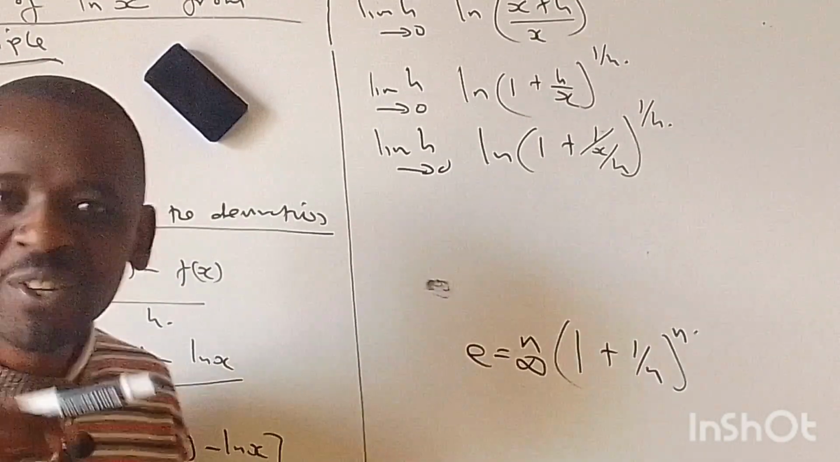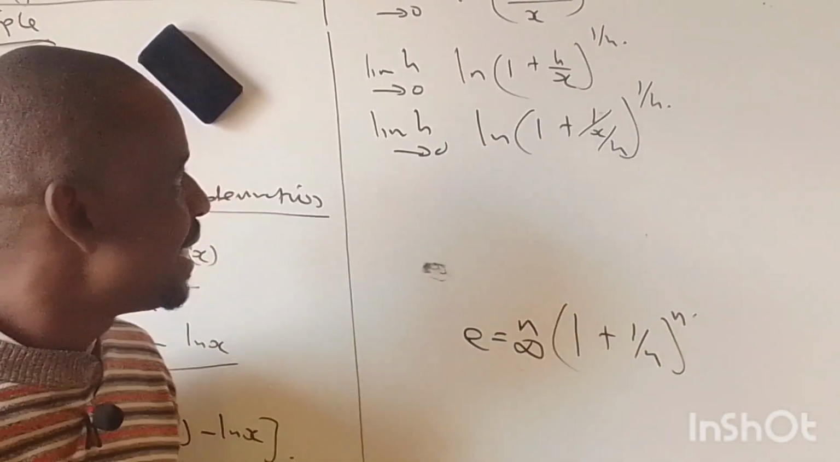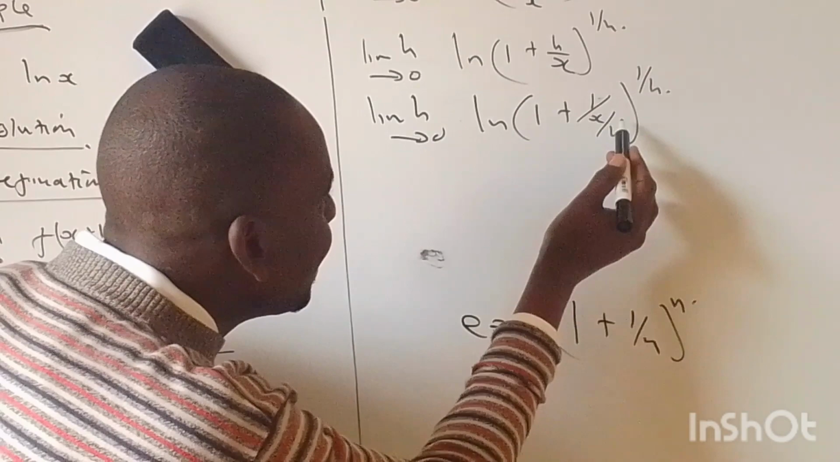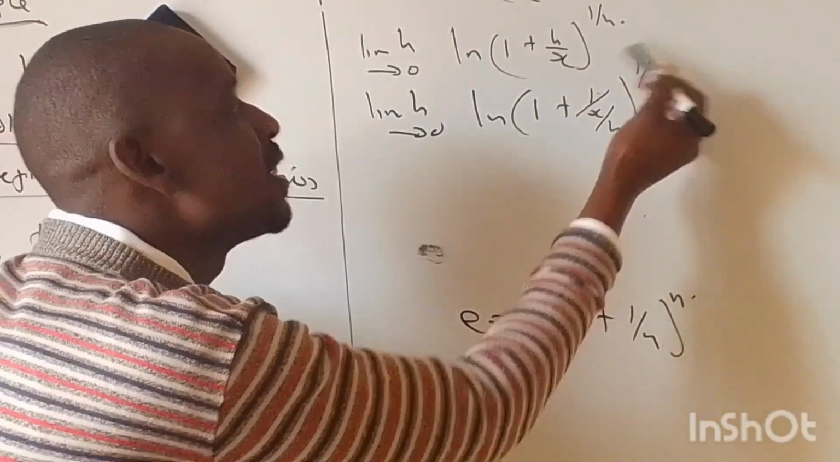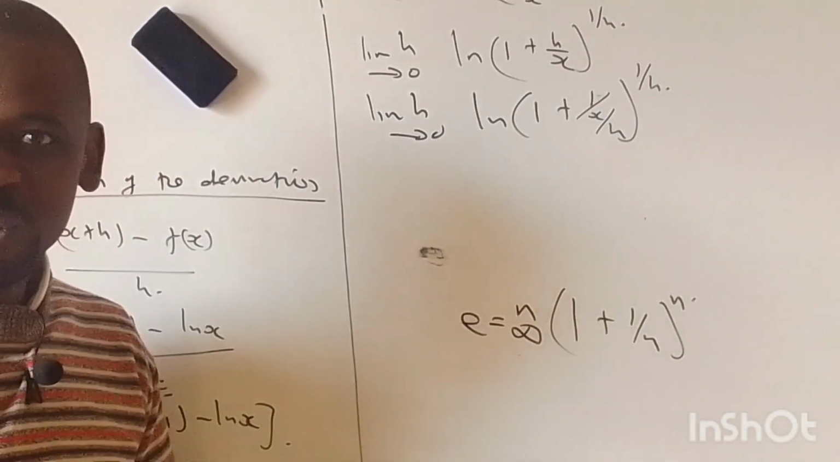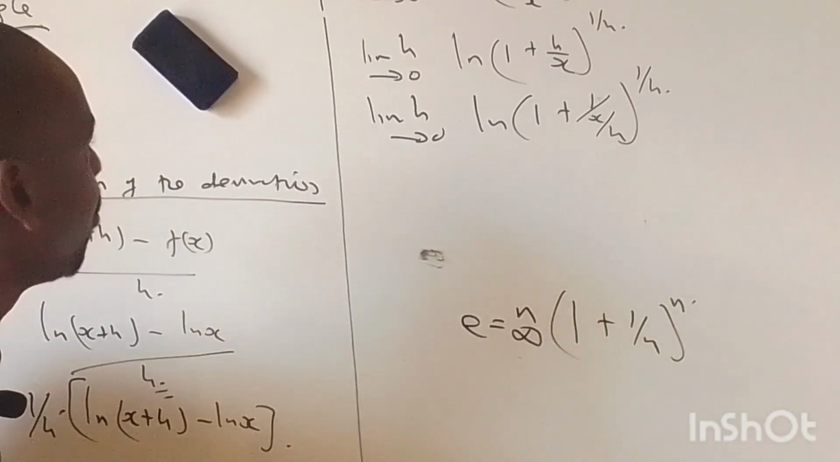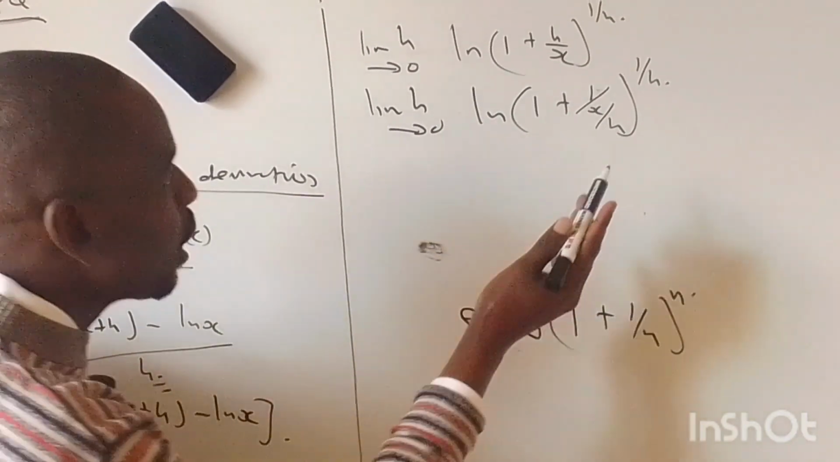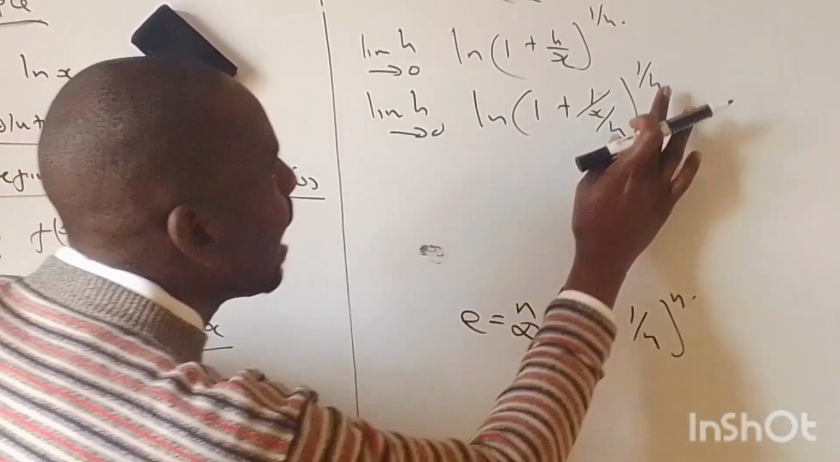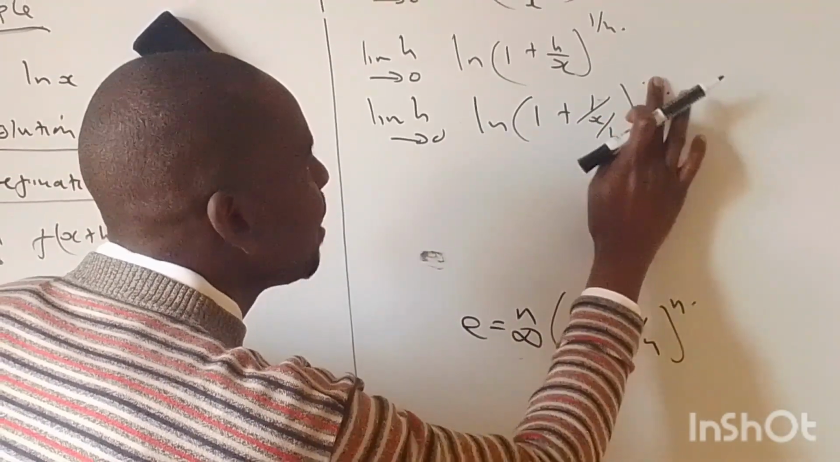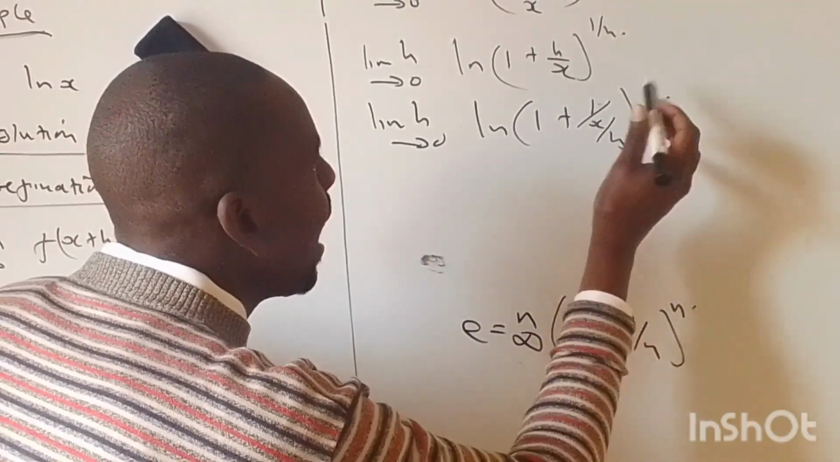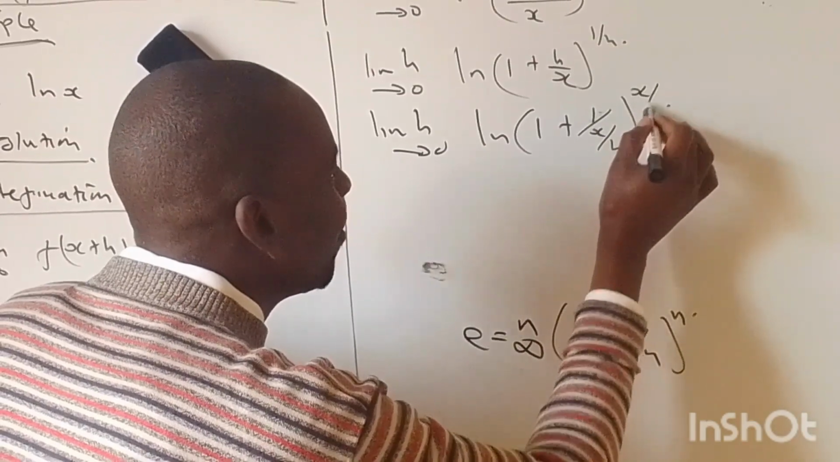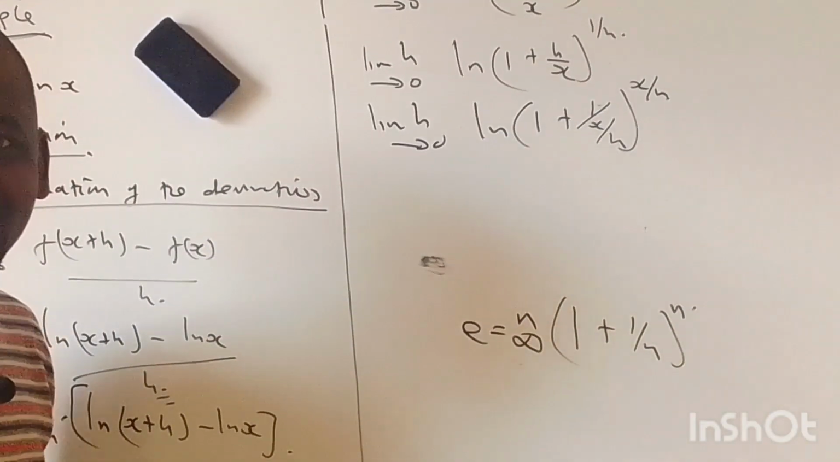But now there's something which is remaining. You can see it: whatever is here, which is x over h, must be the power. So how can we do that, you guys? This is how you can approach it. So let's put up here x over h.